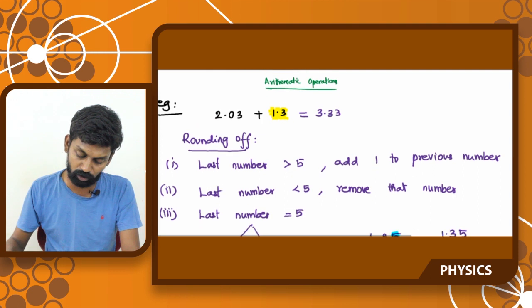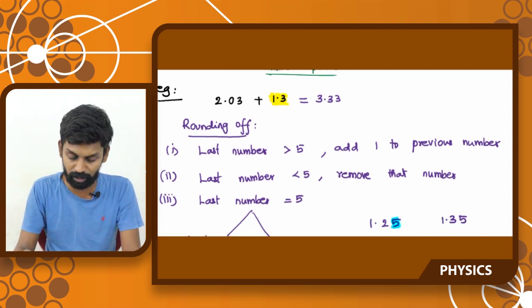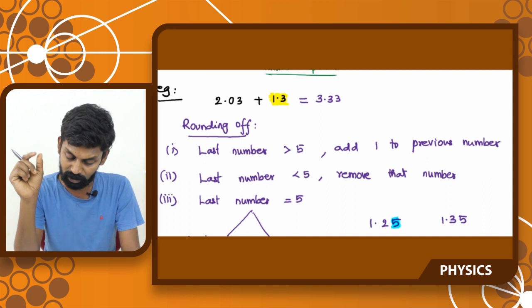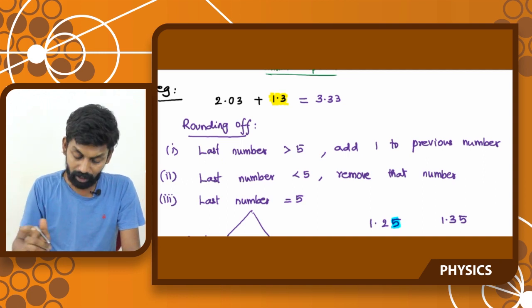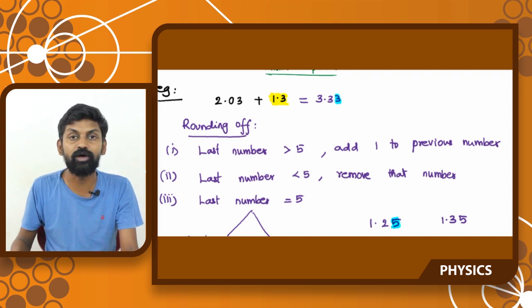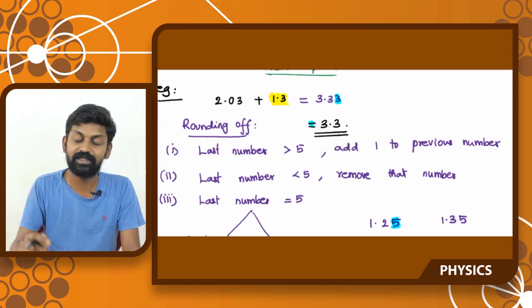So, when we come back to our example, 2.03 plus 1.3, the answer should have only two significant figures, but we have 3 here. To round it off to two significant digits, you have to remove the last number, and the last number is 3, which is less than 5. So you can remove it as it is and write 3.3. That is the correct reading.